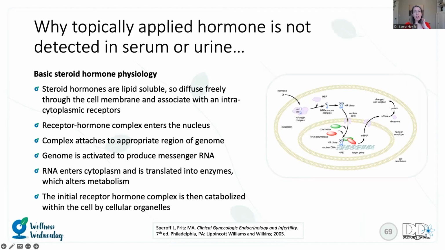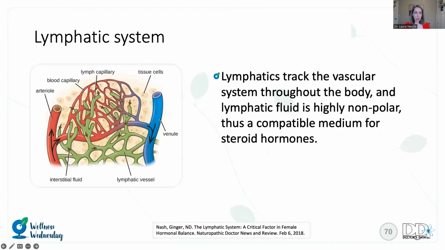Okay. Another reason why transdermal hormones don't show up in serum is steroid hormone physiology. Steroid hormones are lipid soluble. They're going to freely diffuse across the cell membrane and associate with the intracytoplasmic receptors. That receptor hormone complex then enters the nucleus and attaches to the genome. The genome is then activated to produce messenger RNA, which goes to the cytoplasm and is translated into enzymes, which then alter metabolism. Phew. But that initial receptor hormone complex is then broken down within the cell and the cellular organelles, so you never actually see that again in its free unconjugated form. So again, this is part of the answer to where did that progesterone go?